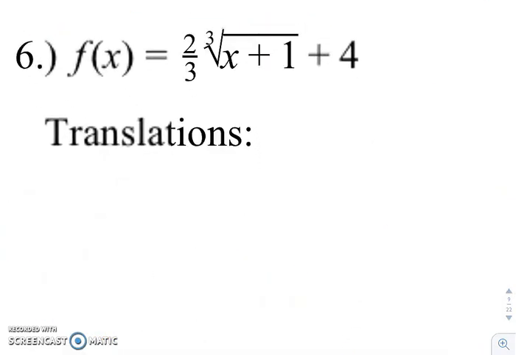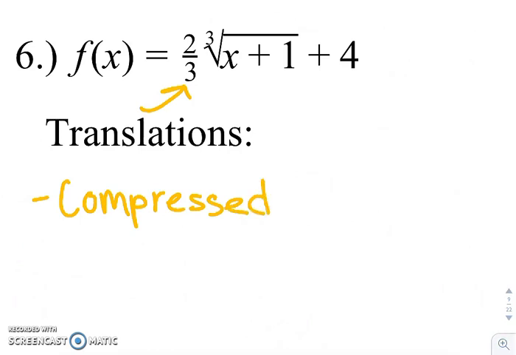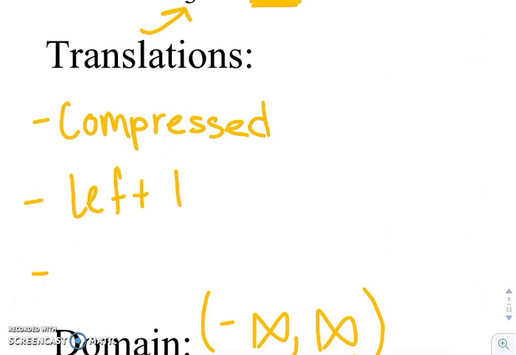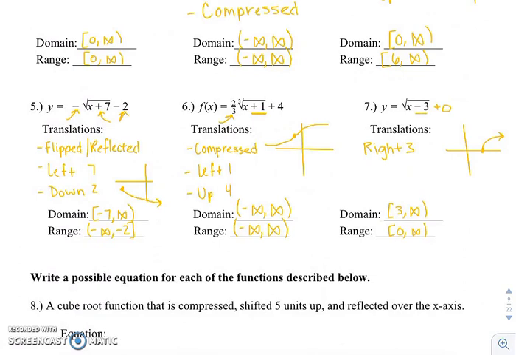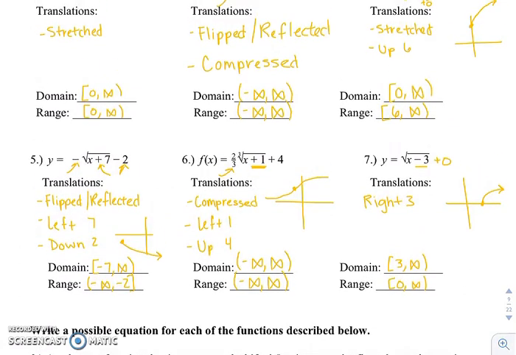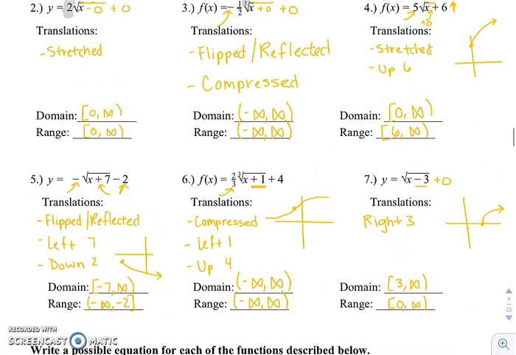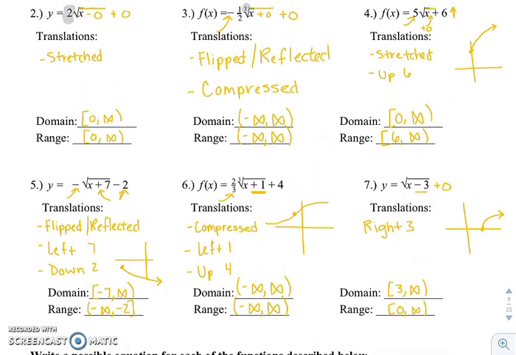Number 6, this one is also compressed. 2/3 is smaller than 1. The +1 is going to be left 1. The +4 is going to be up 4. So if you were graphing it, the normal parent function would look kind of like this. Well, this one is moving left 1 and up 4, so the center would be up there instead of at the origin. So for cube root functions, you can always just put negative to positive infinity. That's what they will be every single time. For square root functions, the domain is based off the number on the inside of the radical, and the range is based off the number on the outside.